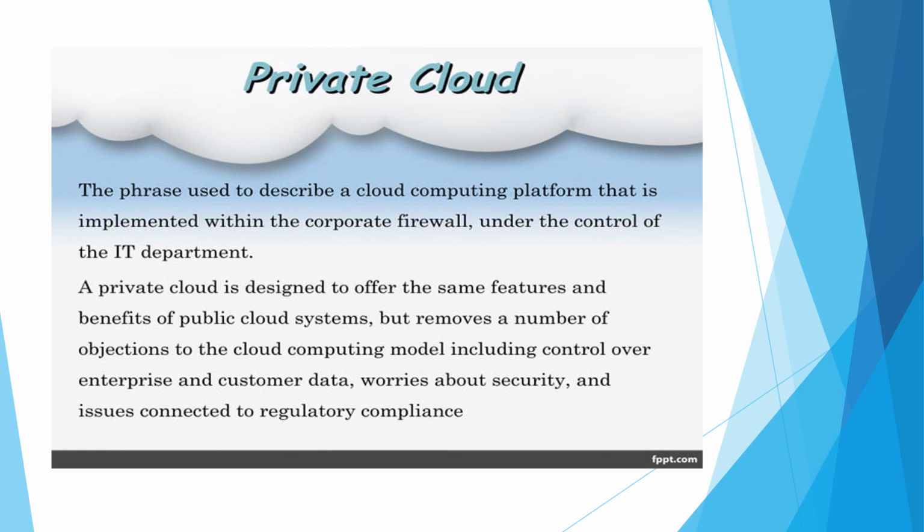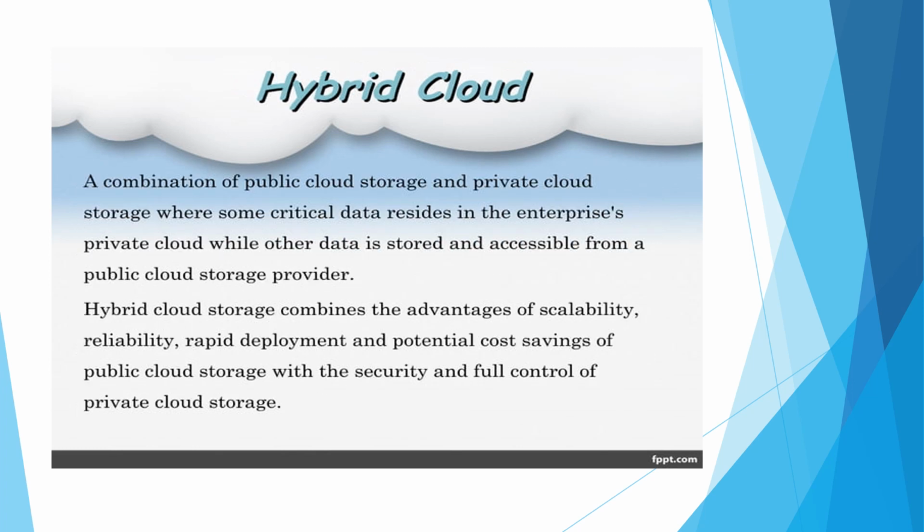Third one, hybrid cloud. Hybrid cloud is a combination of public cloud and private cloud. Hybrid cloud equals public cloud plus private cloud. Hybrid cloud is partially secure because the services running on the public cloud can be accessed by anyone, while the services running on the private cloud can be accessed only by the user.